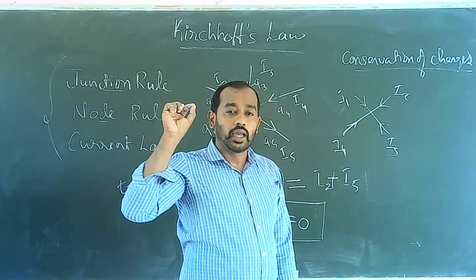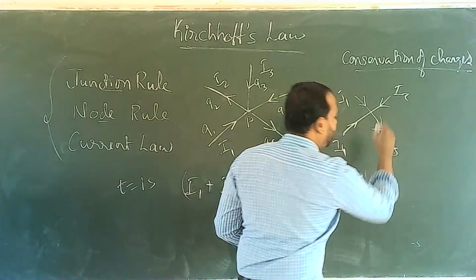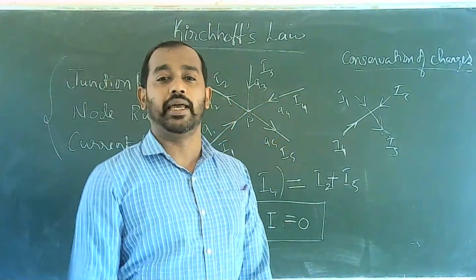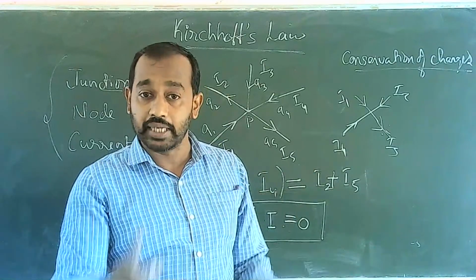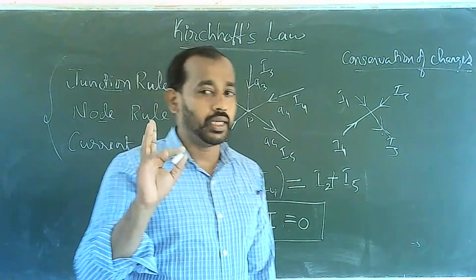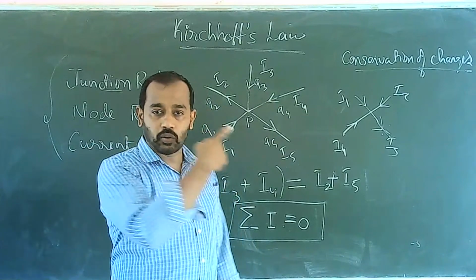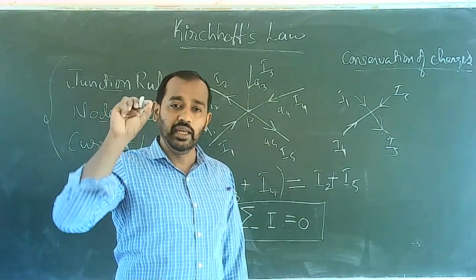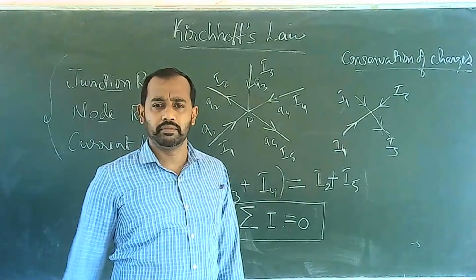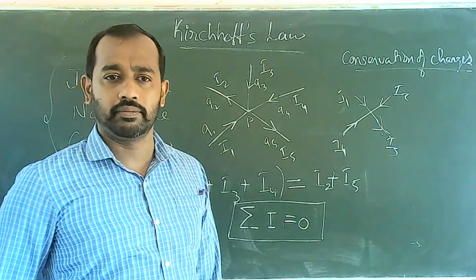So we have to keep in mind that at least one of the currents should be leaving the junction. At least one of the currents should be oppositely directed. Of the 3 leaving the junction, at least one of them should be directed towards the junction. That is what we have to remember while assigning the direction to the currents at any node when we are analyzing the circuit. It will be clear with an example, after stating the second law also.